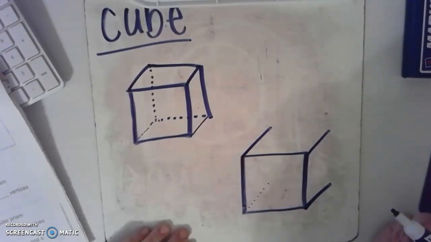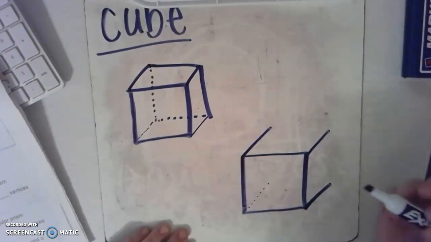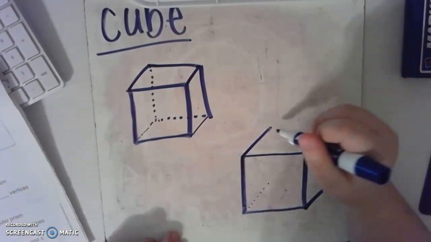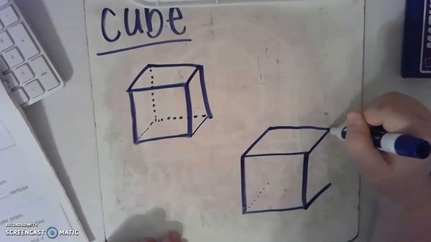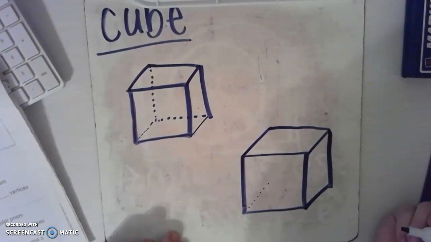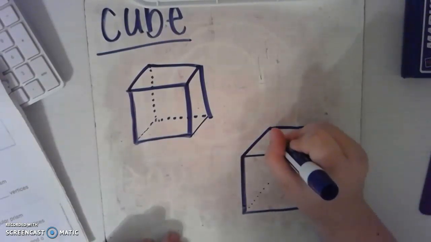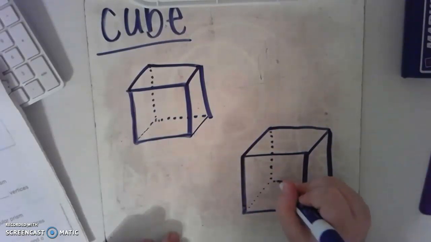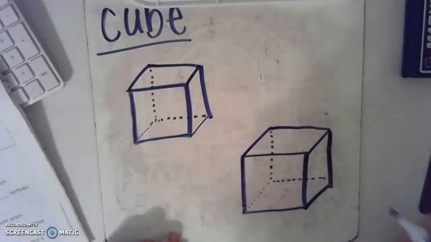Okay, after I've done all that, if I'm going too fast, pause it so you can catch up. Now I'm going to connect all of my lines on the outside, just like this. Then I'm going to go ahead and draw my dotted line to connect from inside, and then connect my other dotted line like that. Now I have my cube.